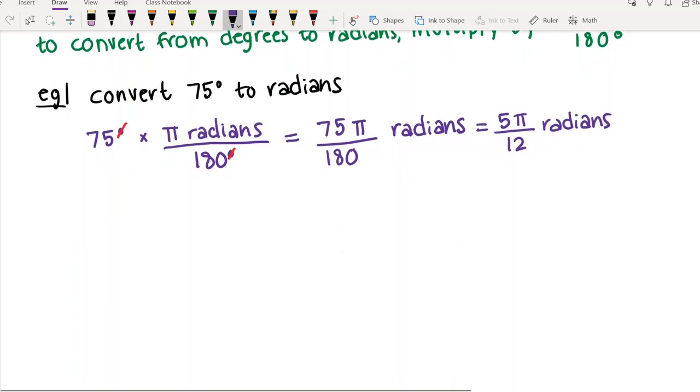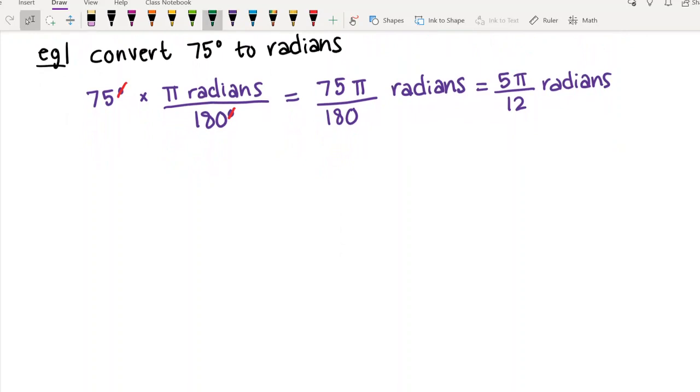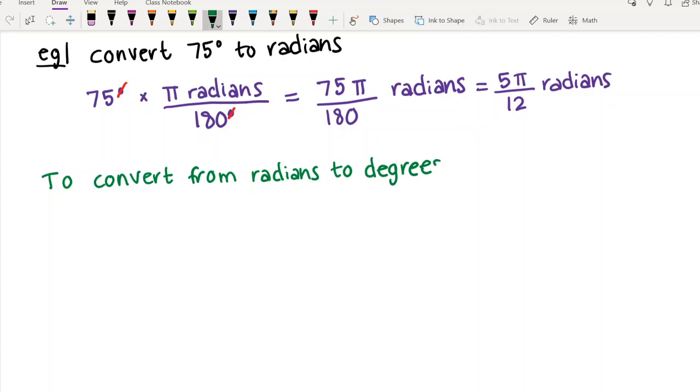Okay, so let's now talk about converting the other way. So let's say now that you're trying to convert from radians to degrees. So now we're trying to get rid of the radians. So we're going to put the pi radians in the denominator. And in the numerator, we'll put the 180 degrees because we're trying to convert to degrees.